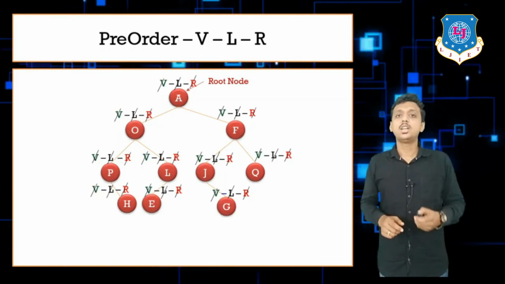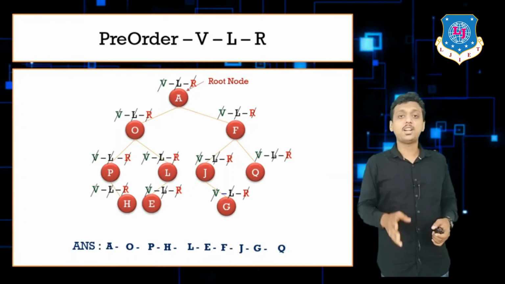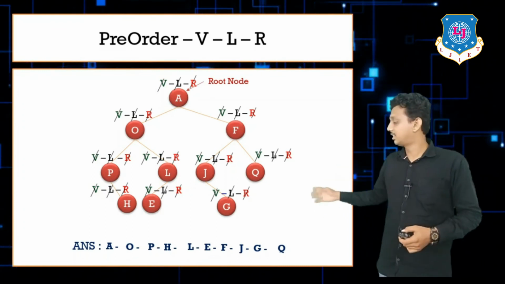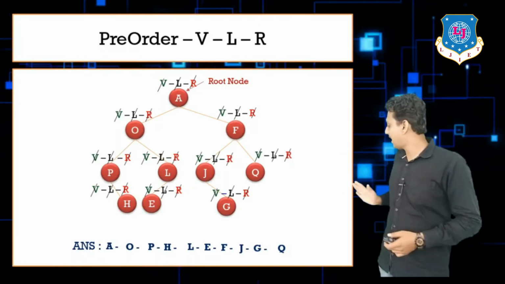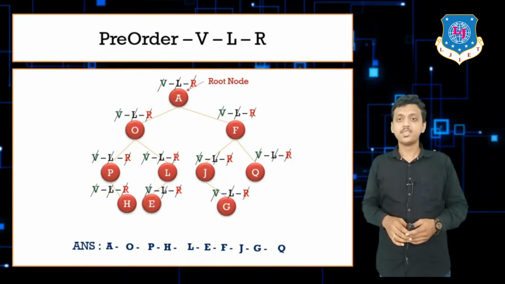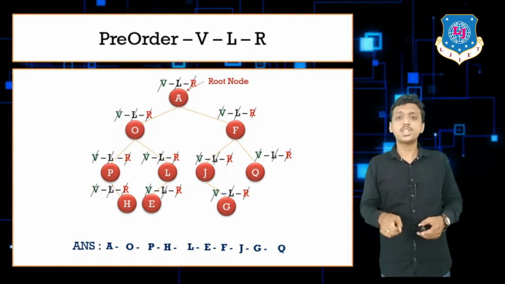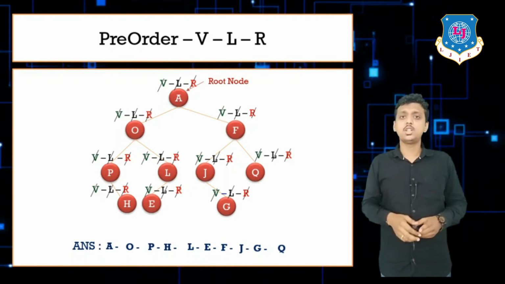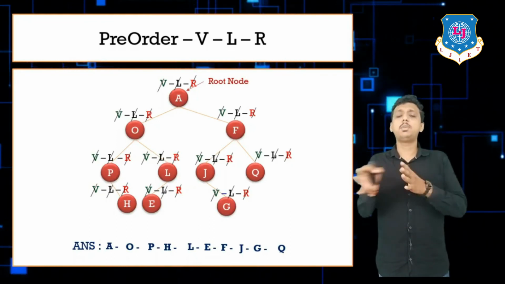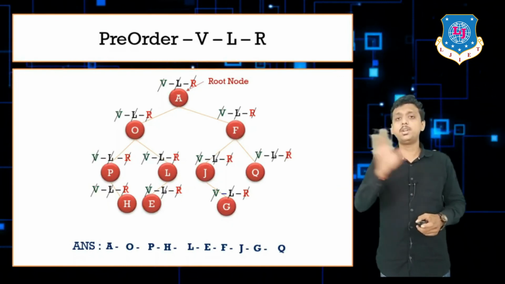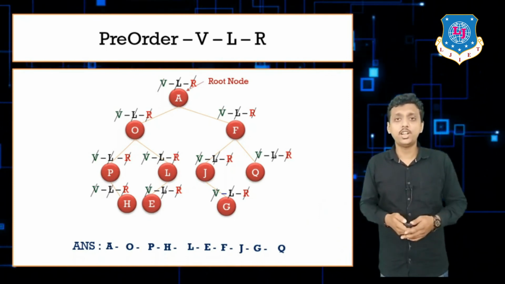Fine. So here the pre-order answer is, if I choose pre-order for my traversal operation, then my answer is like this: A, O, P, H, L, E, F, J, G and Q. Fine. So always remember that in pre-order we are visiting the root node first, and in in-order students, we are visiting the root node in the middle of the sequence of the nodes. Fine. So that's the pre-order traversal operation.